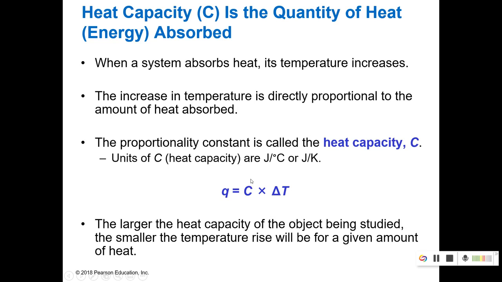Okay, so we're not going to use this equation as much. We're going to use the next one more. But remember, Q is heat. C is going to be heat capacity. We're really going to focus on the next one again. And then delta T is change in temperature. For this chapter, we will be using Celsius mostly. Okay, for the next chapter, we'll focus on Kelvin.